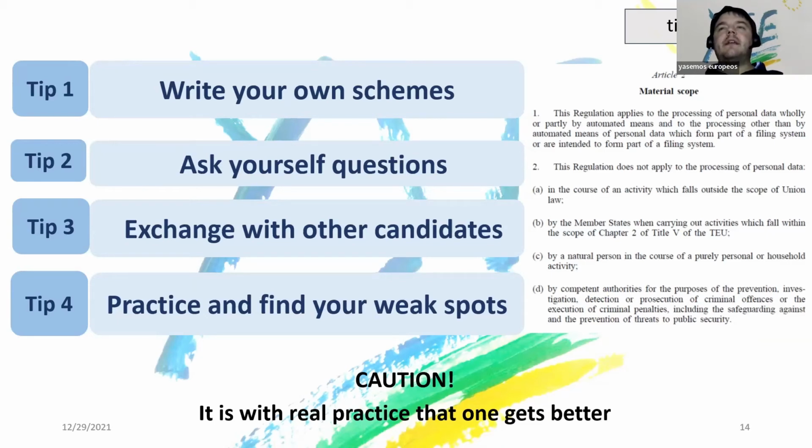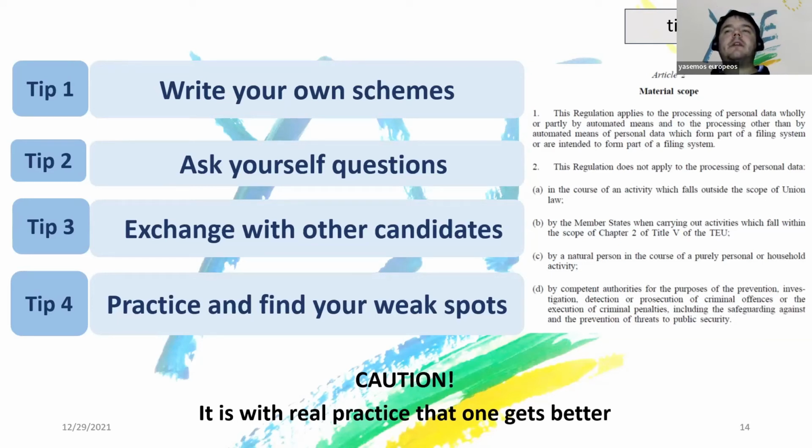Or by the Member States when carrying out activities which fall within the scope of Chapter 2 of Title 5 of the Treaty on European Union, usually foreign affairs and security policies, all these elements that are quite sensitive. So check it, go to the treaties, check Title number 5, Chapter 2, and see what it's about. Check the articles, because if you just read, okay, but maybe on the day of the exam they will ask you directly about the content of Title 5, not making reference to Title 5. So a good way of knowing it is to look for it.